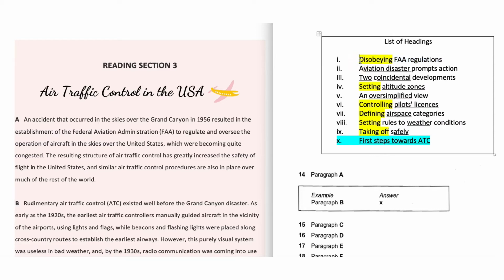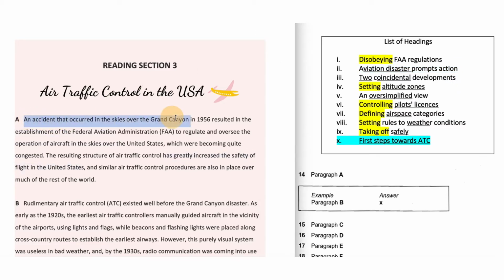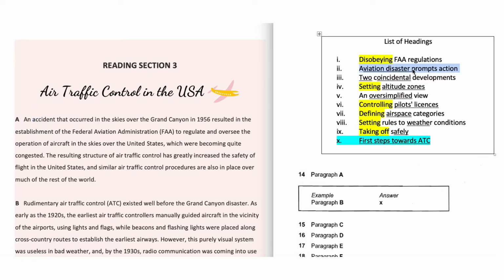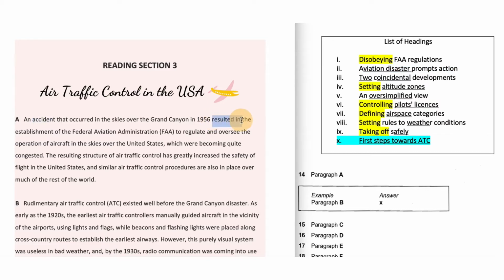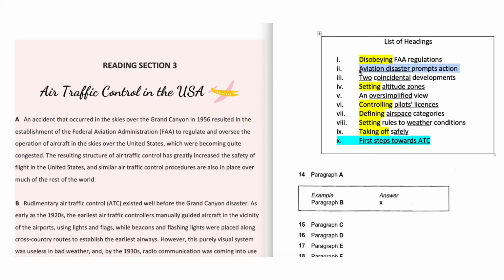So if we look at option number 1, we've got disobeying FAA regulations. No, there's nothing about that. Option 2 is aviation disaster prompts action. Now we did see the paragraph talking about the disaster, but instead of saying disaster, they're saying accident. We did see the idea of prompting, which is given by this resulted in. So more than likely, number 2 is the right answer, but just in case, let's go and read the other options.